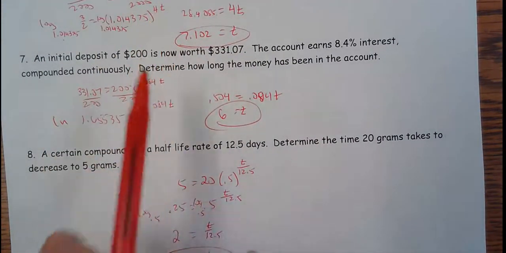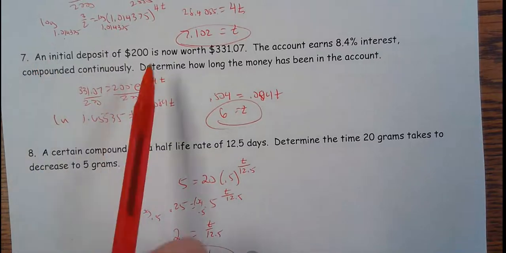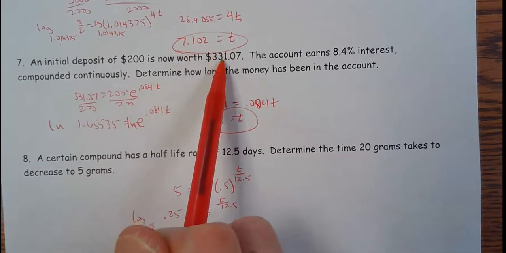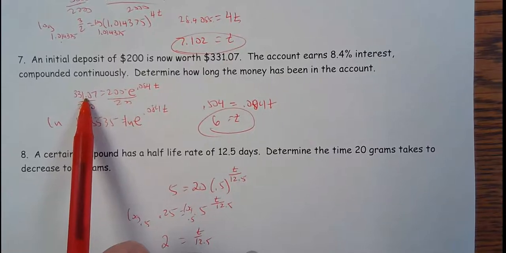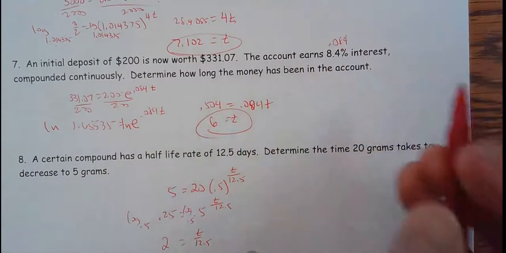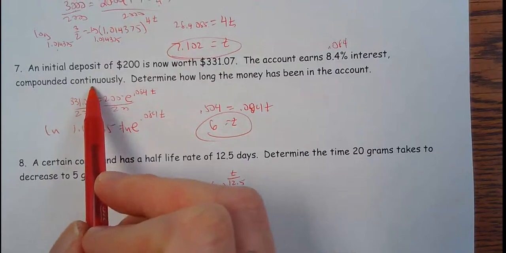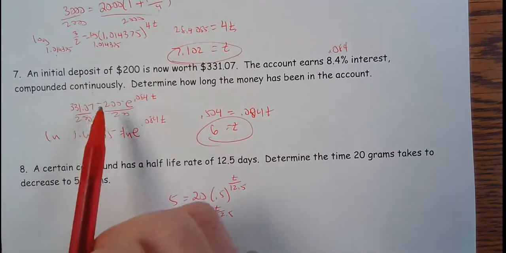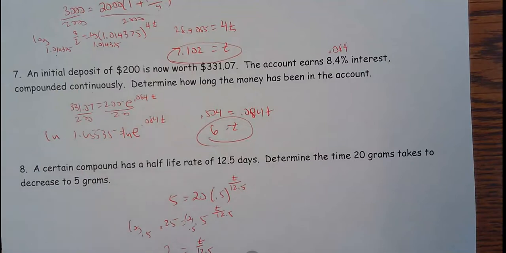Number 7, initial deposit of $200, so there's 200, is now worth, so my final amount right here. Now this says 8.4%, again that's 0.084 as a decimal, compounded continuously. So if it's compounded continuously, that means your base is e. That's the whole point of e, is figuring out what would be your rate if something compounded continuously, like how nature works.